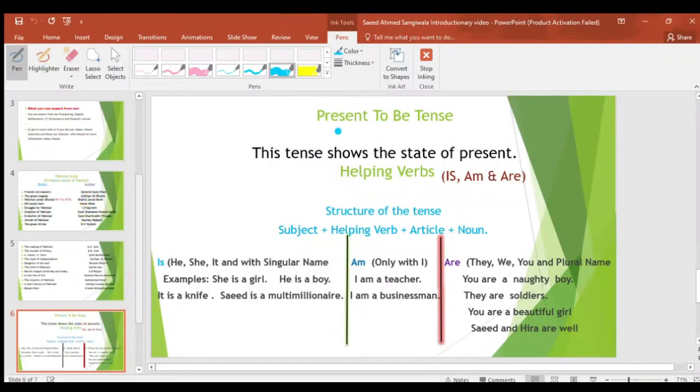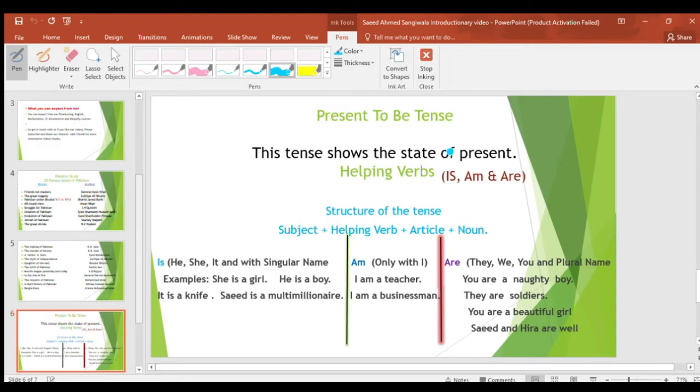Today's topic is present to be tense. This tense shows the state of present. Helping verbs: is, am, and are. There are three helping verbs that the present to be tense has.